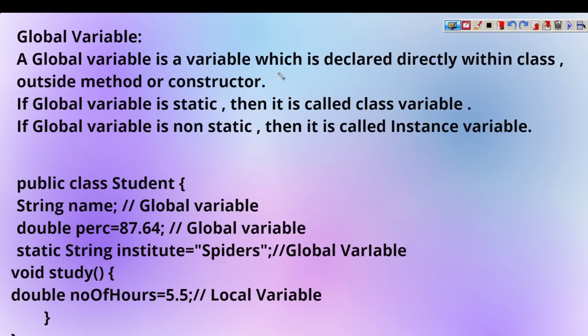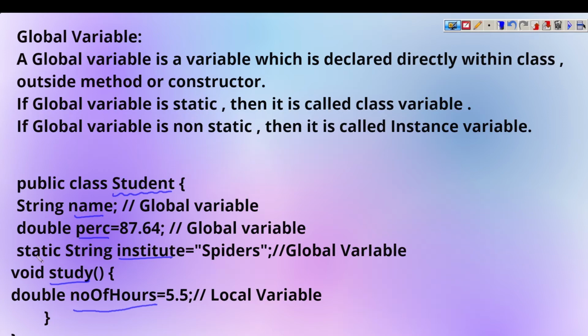A global variable is a variable which is declared directly within the class, outside a method or constructor. If a global variable is static, then it is called a class variable. If a global variable is non-static, then it is called an instance variable. Now here we have one class, a student class. In the student class, we have certain variables: name, percentage, institute, and a method study. Inside that method, you have another variable, that is numberOfHours.